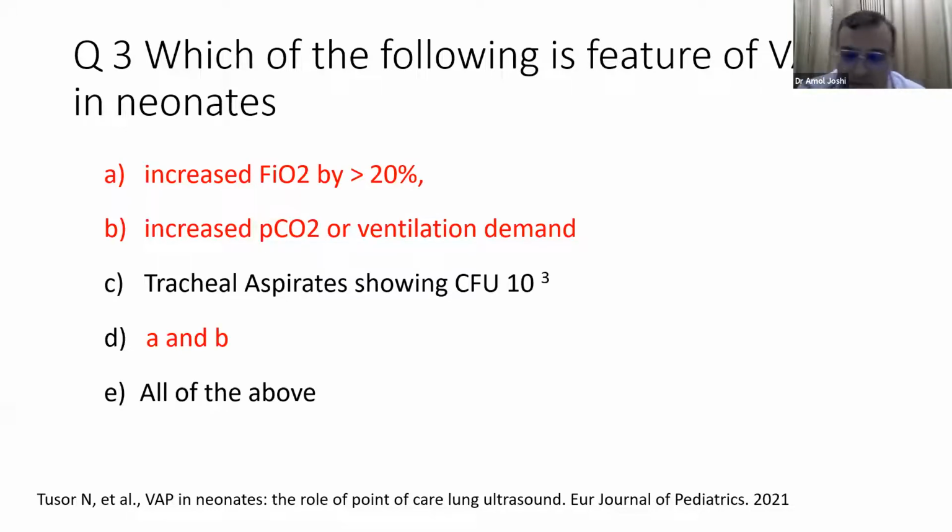Tracheal aspirate showing CFU more than 10^5 is considered as infection. Okay, up to less than 10^5 is considered just colonization. So that has to be considered.